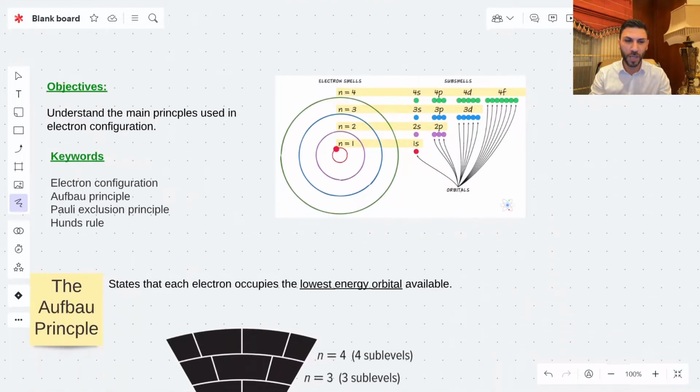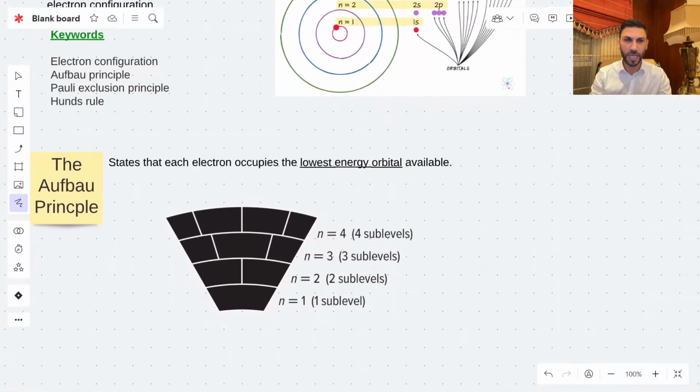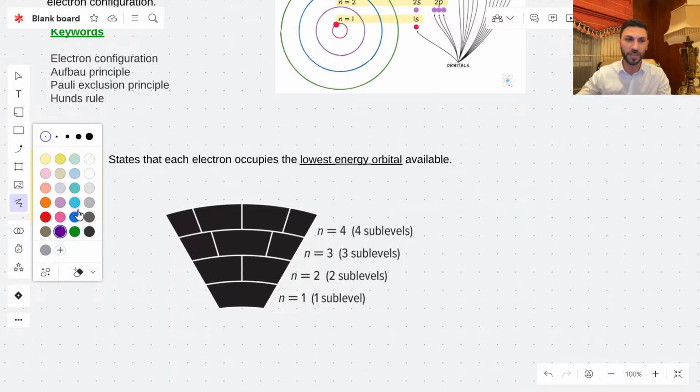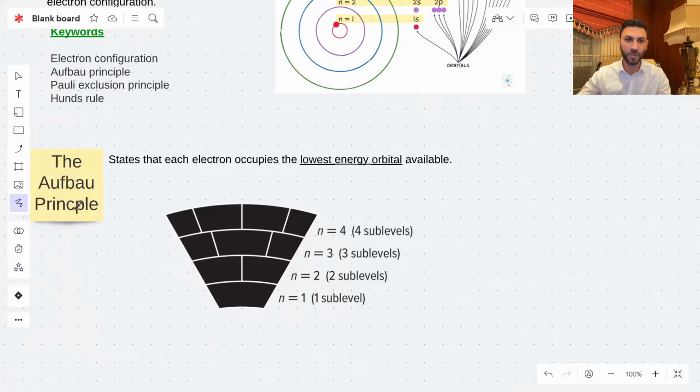So, the Aufbau principle states that each electron occupies the lowest energy orbital available. That means when we start the electron configuration, we always start from the lowest energy level, or from the lowest energy orbital available. So, from the previous lesson, we studied this diagram for the principal levels and their sublevels.